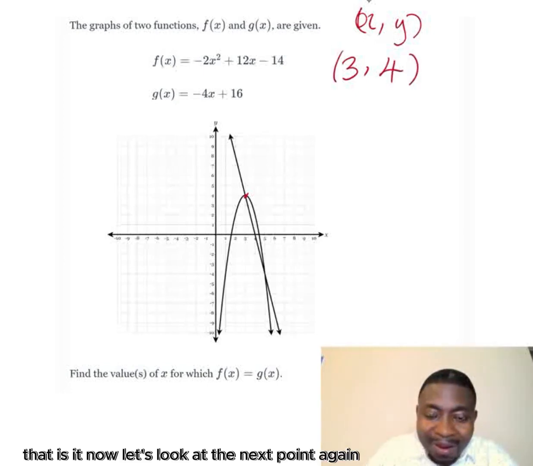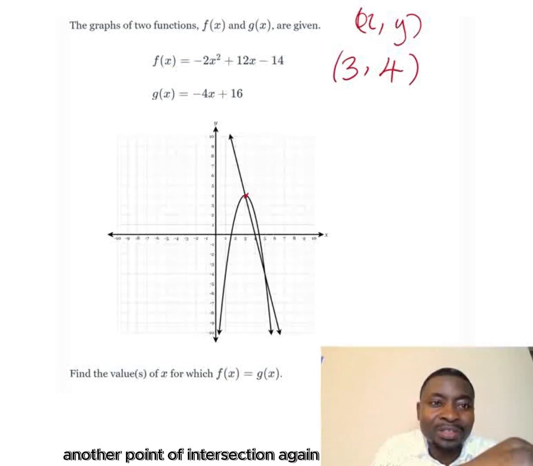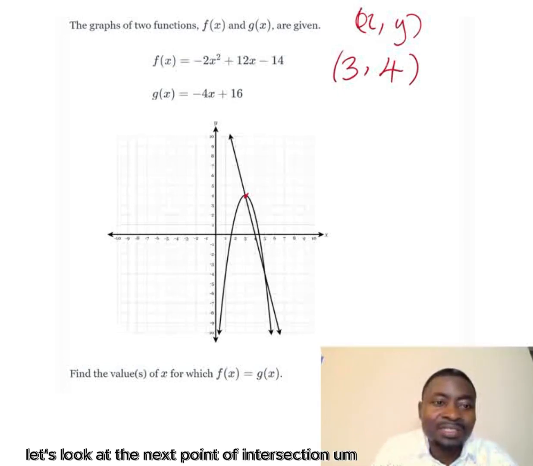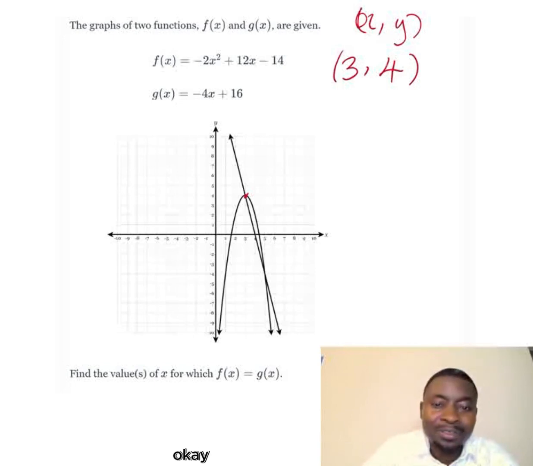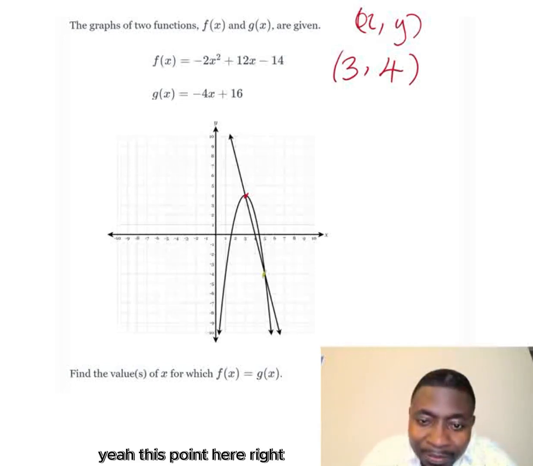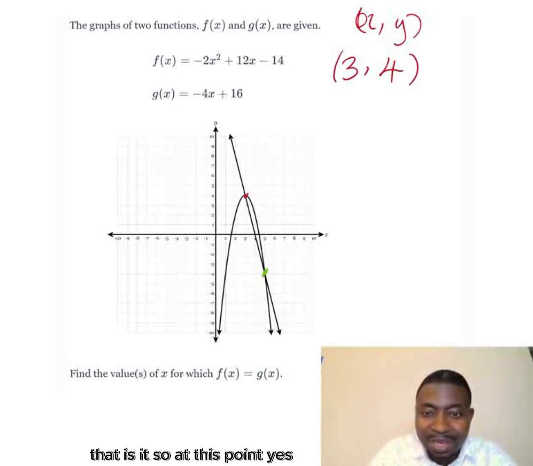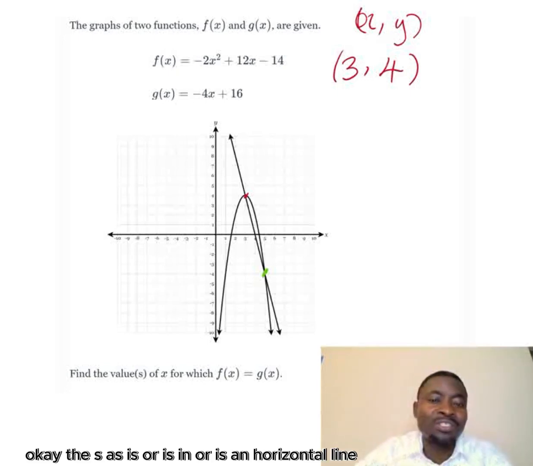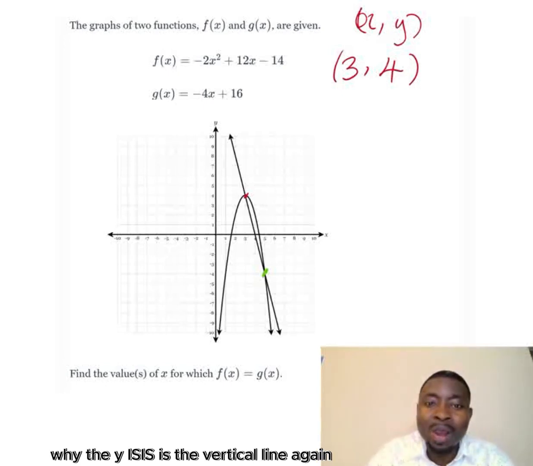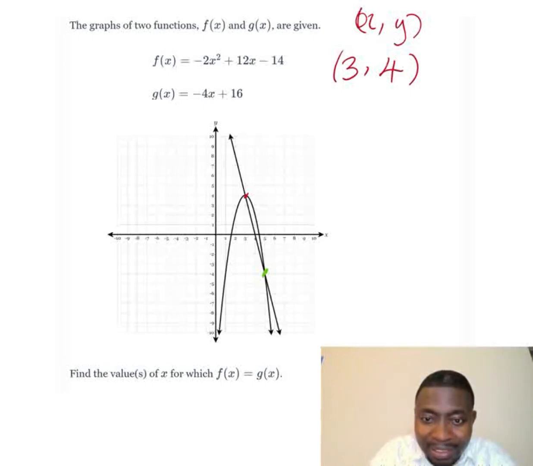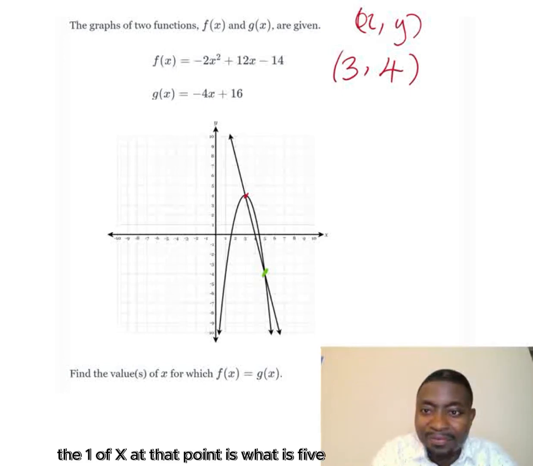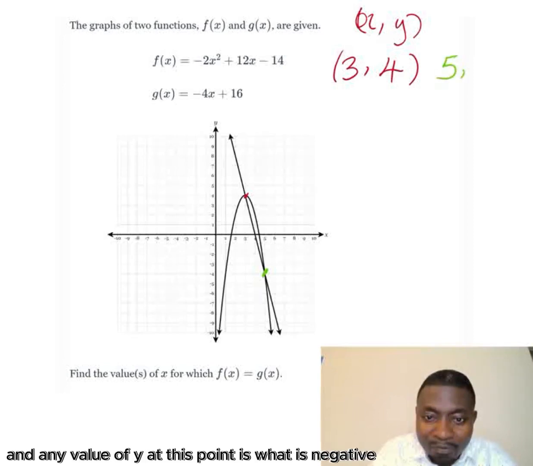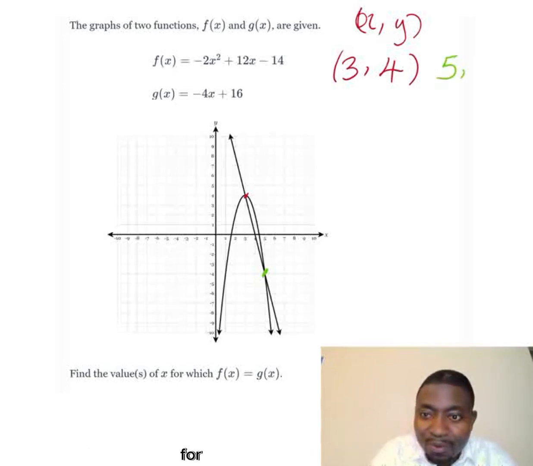That is it. Now, let's look at the next point of intersection. It should be at this point here, right? So at this point, what should be the value of x? All we need to do is trace it to the x-axis. The x-axis is the horizontal line, while the y-axis is the vertical line. So we trace to the x-axis. The value of x at that point is 5, and the value of y at this point is negative 4.